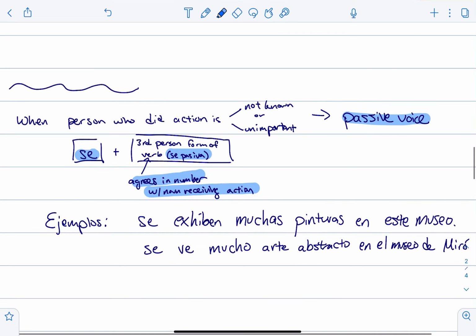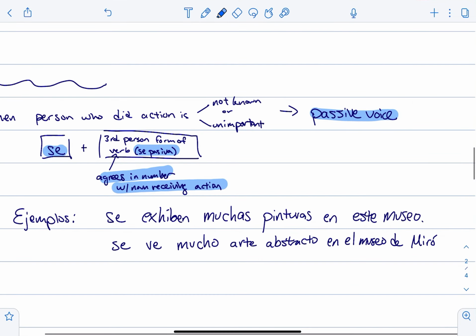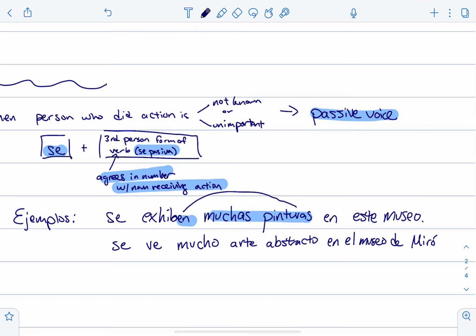For example, se exhiben muchas pinturas en ese museo. So the verb that was used, exhibir, agrees in number with the noun that's receiving the action. In this case, the noun was muchas pinturas. So we conjugated for ellas here to match with ellas here.